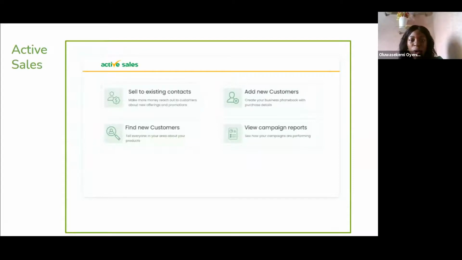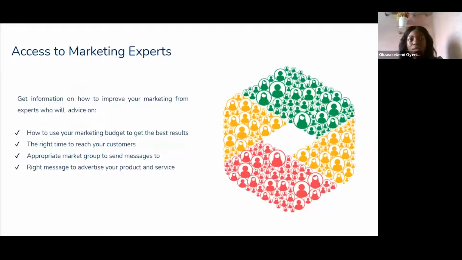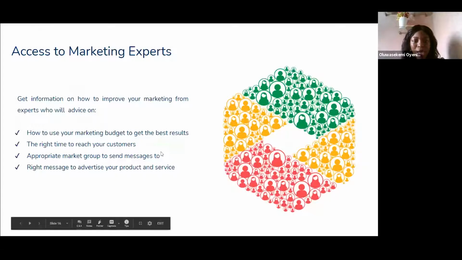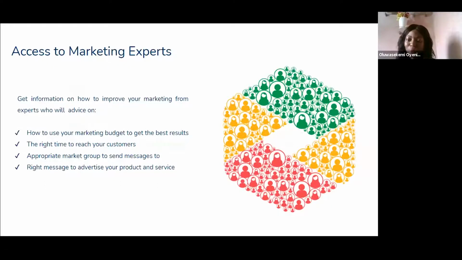So things like helping you, I've already mentioned this. This is just the UI of how it works. Now I talked about access to marketing experts, right? Sometimes I have friends who are SMEs, and when they post, they ask me, "Now what am I going to write as the caption?" So things as little as understanding what is the right caption, what is the right text to post to people.